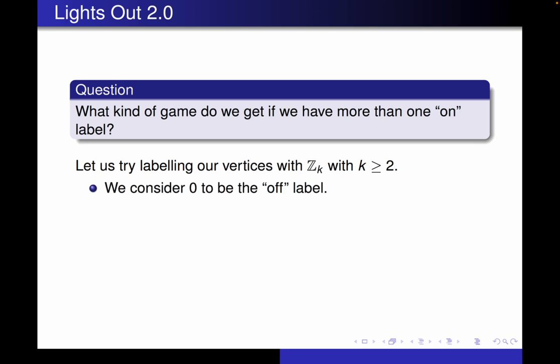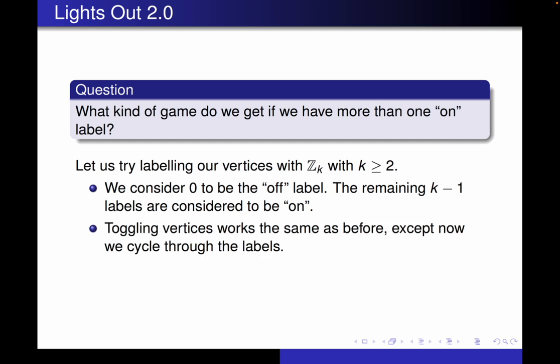So we consider 0 to be the off label, and then the other k-1 labels are considered to be on. And again, a good way of visualizing that is we could think of those k-1 labels as being k-1 different colors that our lights can have.